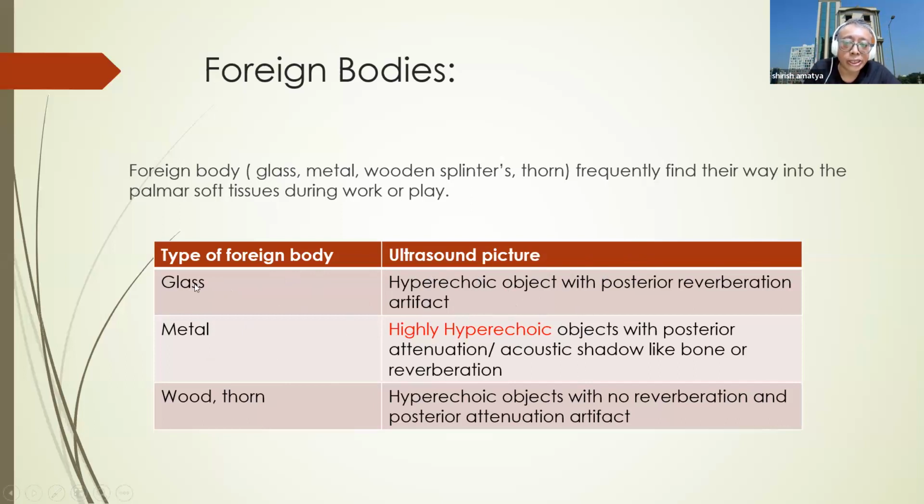If the foreign body is glass, we can see a hyperechoic object with a posterior reverberation artifact, which I'll be showing you in the slide. If it's metal, then the metal will be highly hyperechoic, and there can be either an acoustic shadow like we see in the bone, or there can be reverberation, which I'll be showing in the slide. And if the foreign body is wood or another thorn inside the hand, then it is also hyperechoic, but there will be no reverberation, or no acoustic shadow formed by the wood or the thorn.